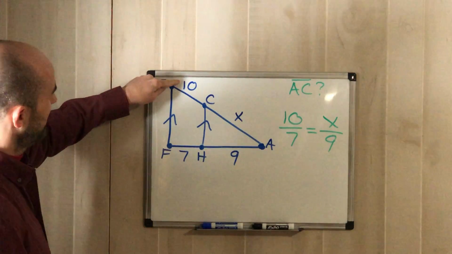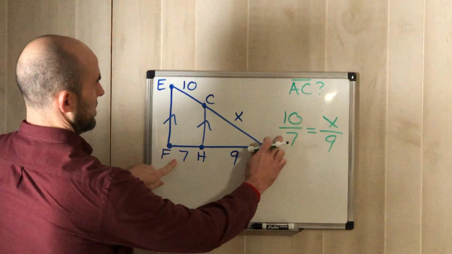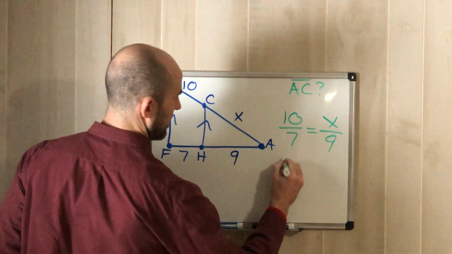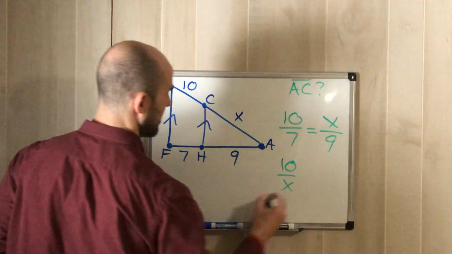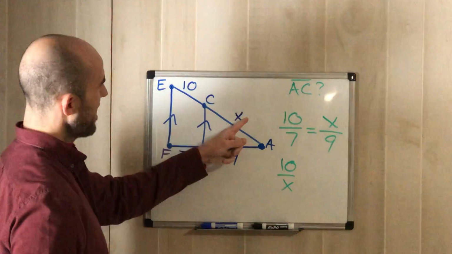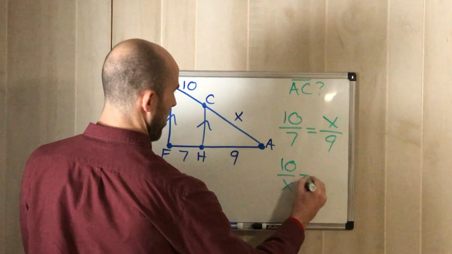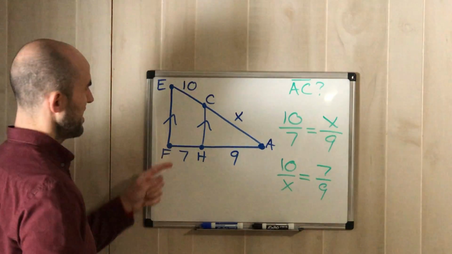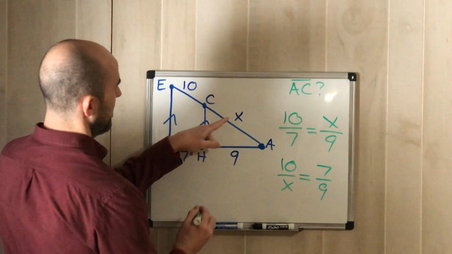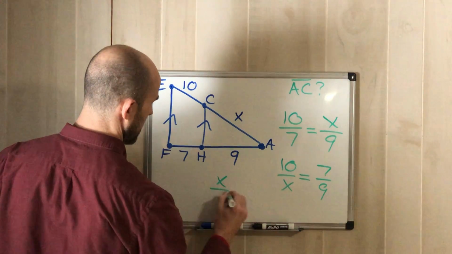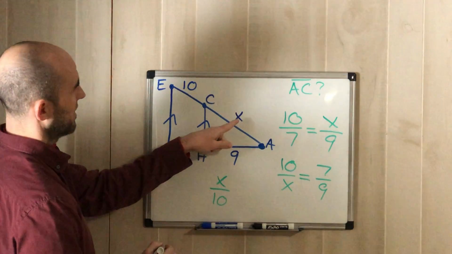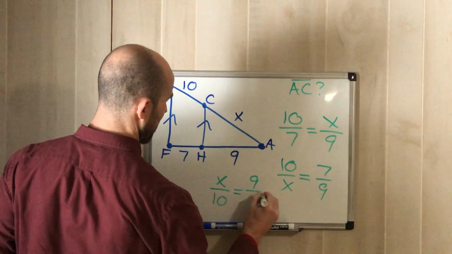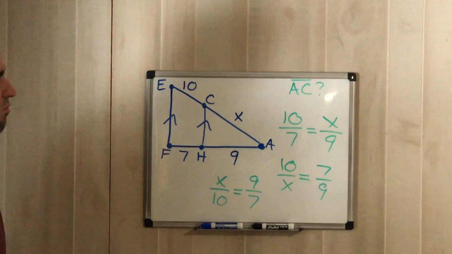So then again, we had top to bottom. If we wanted to, we could have gone 10 over x, left to right. And if I went left to right, then I would go left to right. All right, proportions, guys. If I wanted to do x over 10, and I now went right to left, then I would have to go right to left, 9 over 7. All correct, guys. These are all right proportions.